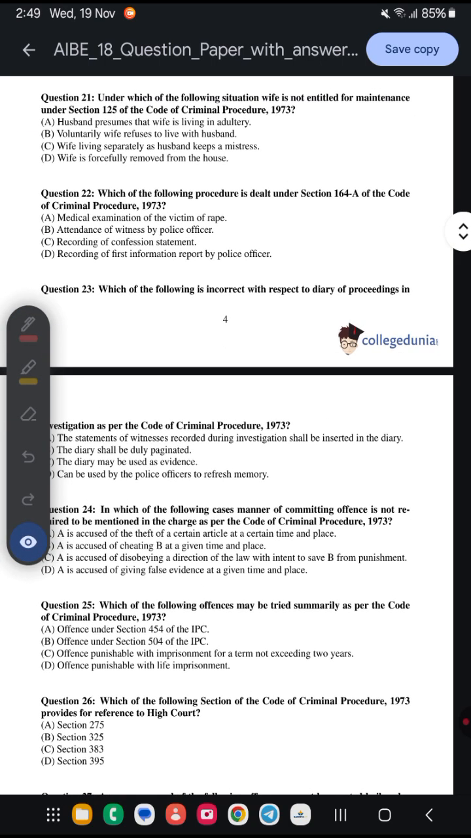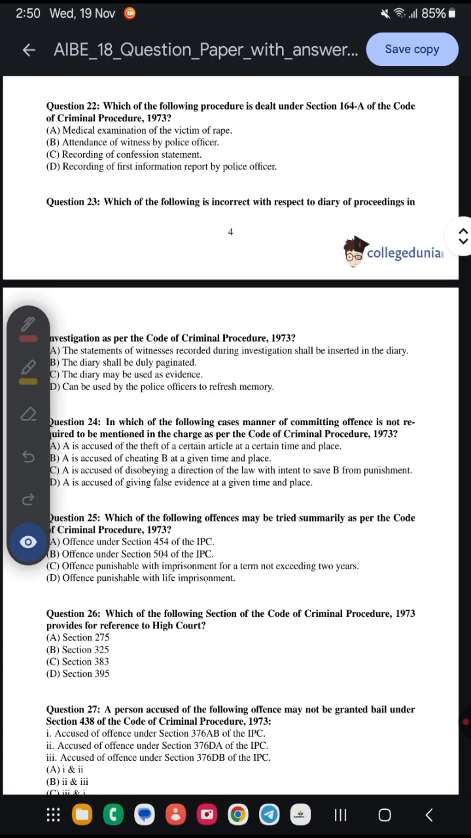Under which of the following situation wife is not entitled for maintenance under section 125 of the CRPC? So we have to open the 125th section of the CRPC. In that the correct answer is voluntarily wife refuses to live with the husband. Under this section 125 of the CRPC, a wife is not entitled to any maintenance if she voluntarily refuses to live with her husband without sufficient reason. However, if she is forced to live separately or if the husband's conduct is unreasonable, then she is entitled for the maintenance.